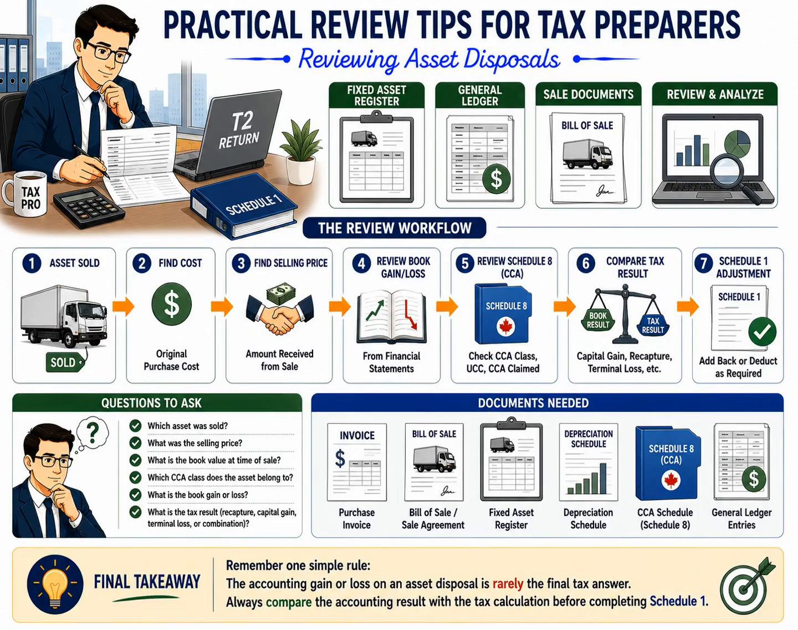When preparing a corporate tax return, the sale of a capital asset should never be reviewed in isolation. A systematic review helps ensure that the accounting records and the tax calculations are both considered before completing Schedule 1. The process begins by identifying the asset that was sold. This could be a delivery truck, machinery, office equipment, furniture, or any other depreciable capital asset owned by the corporation. Next, determine the asset's original purchase cost and the amount received when it was sold. These two numbers form the starting point for both the accounting and tax calculations.